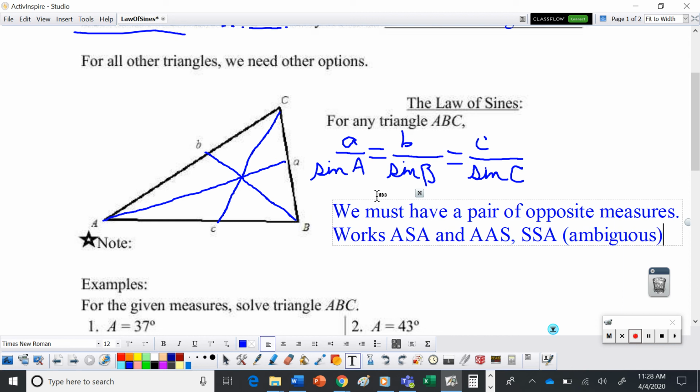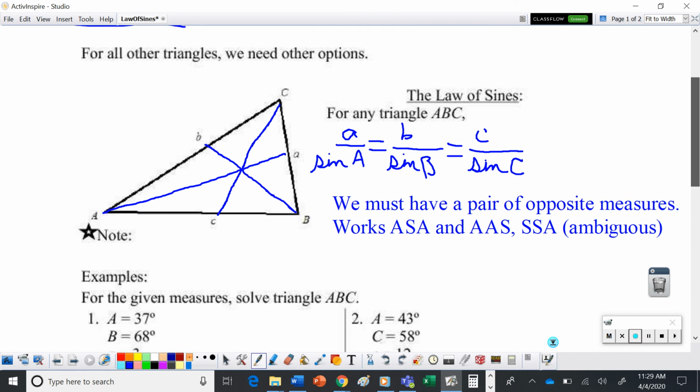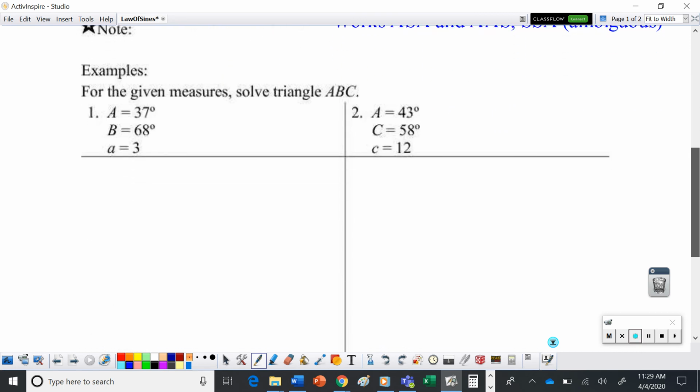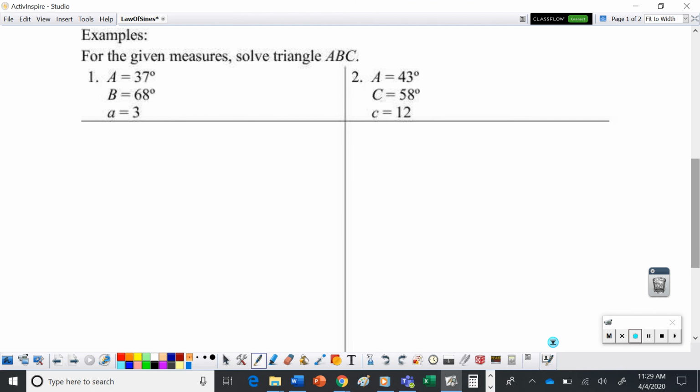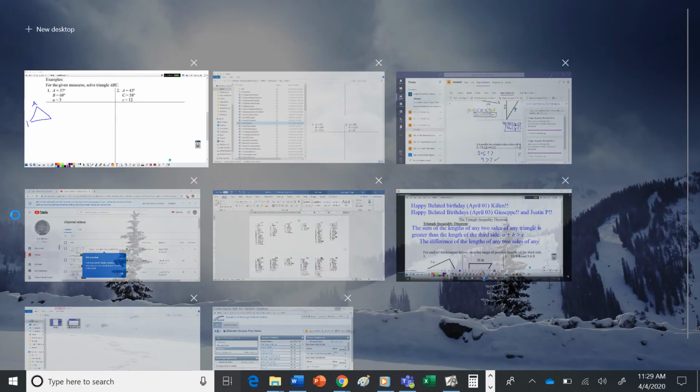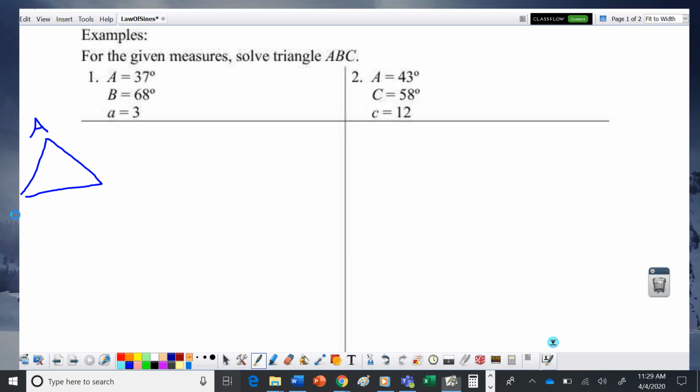So we draw the triangle, we recognize the pieces that we have, and we determine if it's angle, side, angle, angle, angle, side, or something else. If it's something else, we're going to skip law of sines; we'll have to do something else. Let's take a look at these two triangles that we're given. We want to solve the triangle. Remember, that means finding all the missing measures. The first thing I'm going to do is sketch a triangle. It doesn't have to be super detailed. Just label the sides and the vertices.